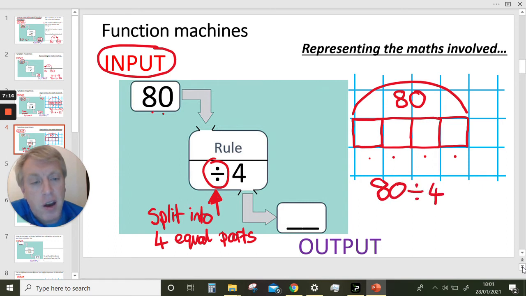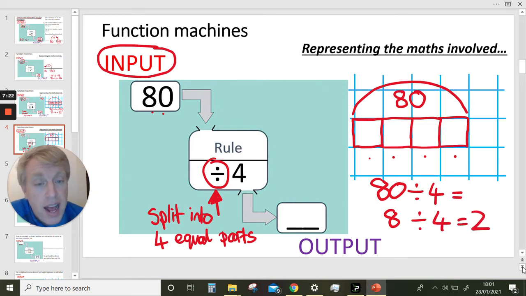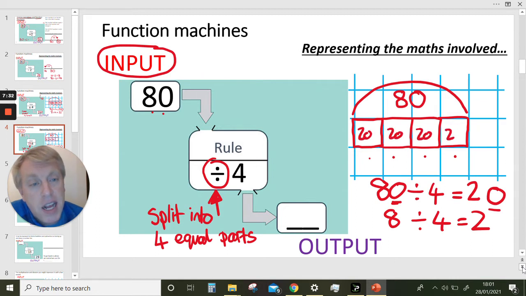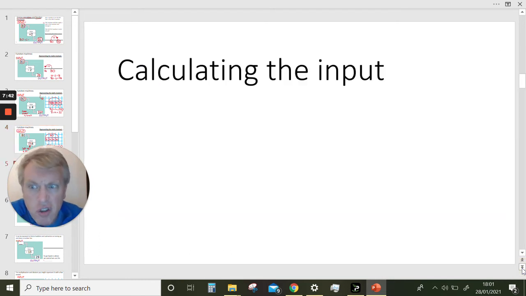80 divided by 4, well, 80 is 8 tens. 8 divided by 4 is 2. 8 tens divided by 4 is 2 tens. It means 20 in each of the 4 parts. 80 divided by 4 is 20. Good. Well, we've revised some important things. Shall we get on to the slightly trickier questions?